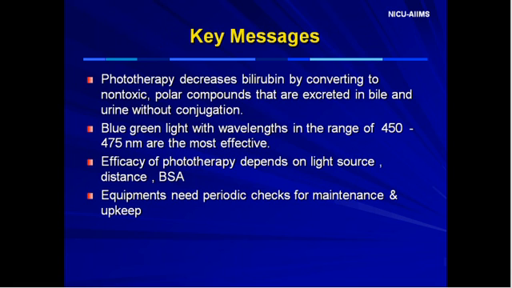Phototherapy is the commonest therapeutic intervention used for hyperbilirubinemia. Phototherapy decreases bilirubin by configurational and structural isomerization and photooxidation to non-toxic polar compounds that are excreted in bile and urine without conjugation. Blue-green light with wavelengths in the range of 425 to 475 nanometers is the most effective. One should ensure adequate irradiance and cover maximum body surface area, thus ensuring rapid decline of serum bilirubin.